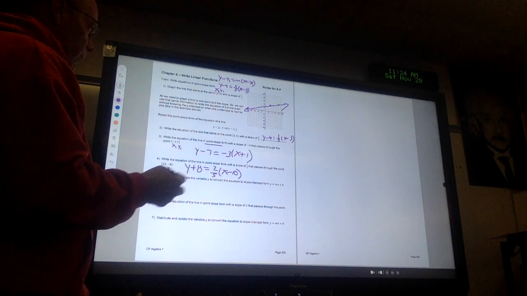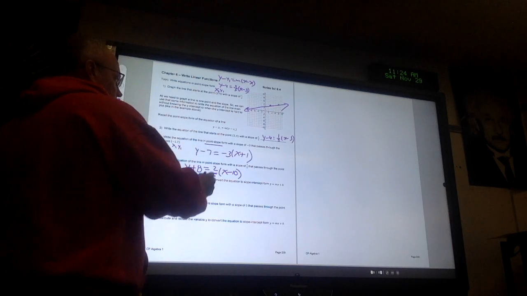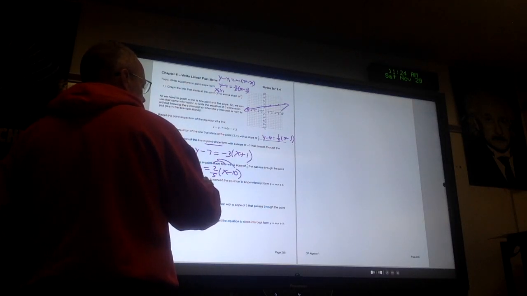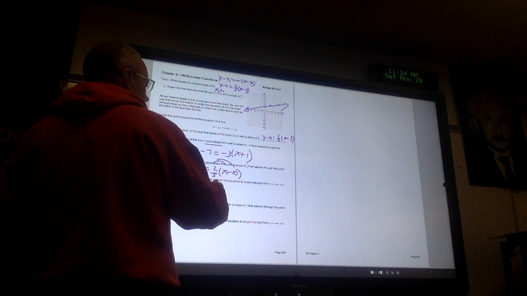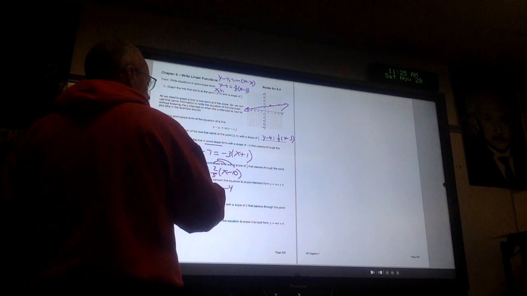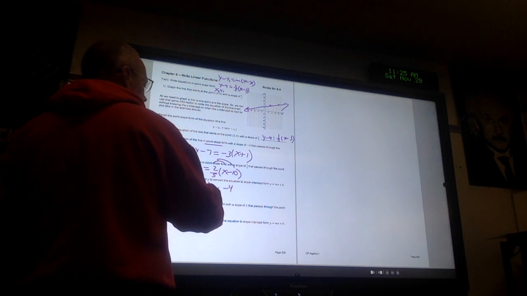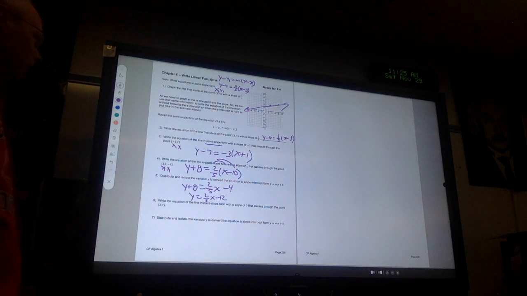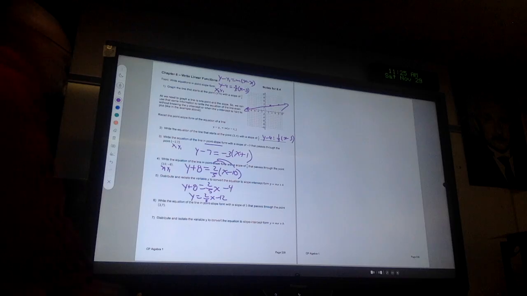And then they want us to convert this into y equals mx plus b, so I'm going to distribute the 2/5 over, so I'm going to get y plus 8, 2/5 times x is 2/5 x. 2 times negative 10 is negative 20, divided by 5 is negative 4. Subtract 8 from both sides. So that's in slope-intercept form. Write the equation in point slope with a slope of 5 that passes through that point.